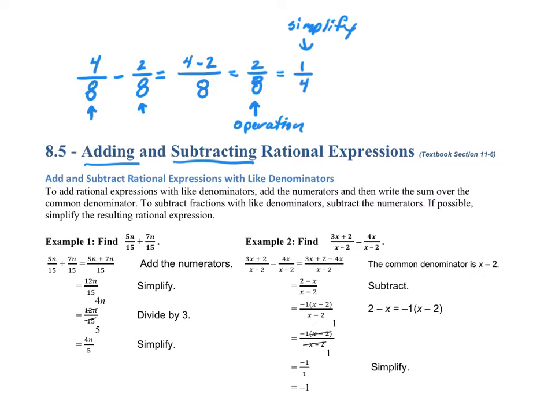Okay, so let's follow those concepts through with what's going on in our examples here. So for example, in this one, again, our denominators are the same, so I can put it under one fraction. I do the operation up top to get me the 12n over 15, and then I just simplify that 12n over 15 by dividing the top and bottom by 3, and I get 4n over 5.